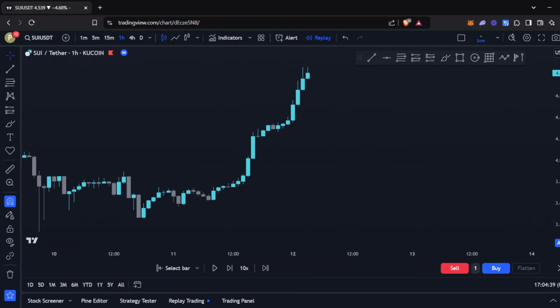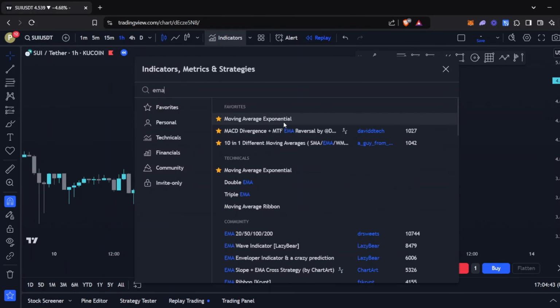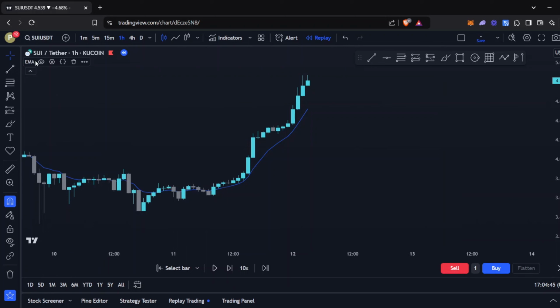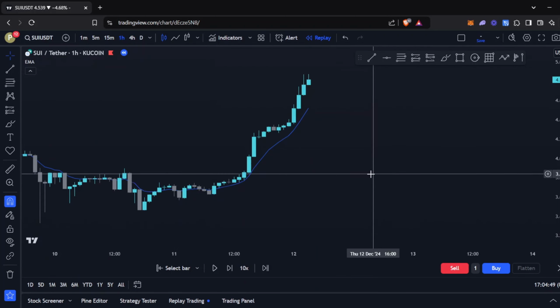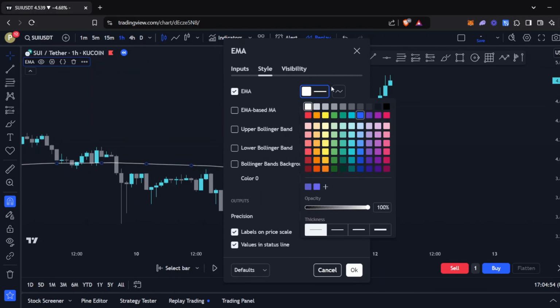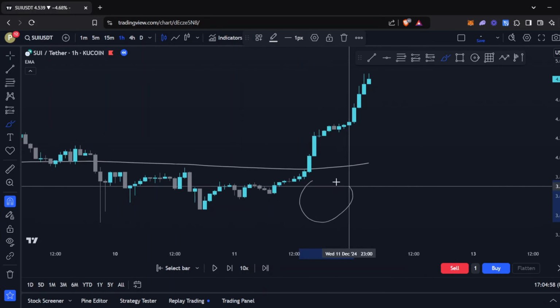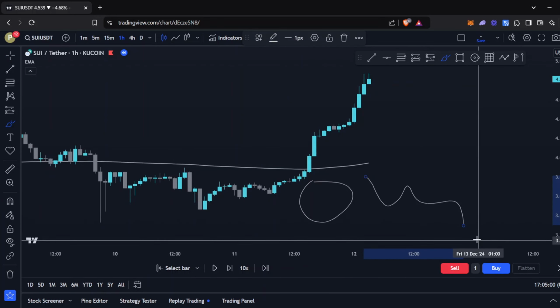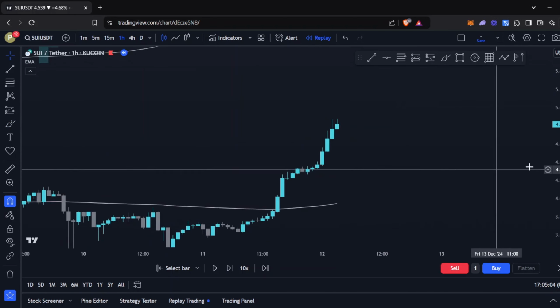So coming up to the hourly, we can very clearly see that we are bullish. So let's add on an exponential moving average as well. Change the settings, inputs, change the length to 200. So once we change it to 200, this is now just going to tell us where we are in terms of the trend. So if price is above, we're going to look for buys. If price is below, then we're going to look for sells. So at the moment, we are bullish. We're above the 200 period EMA.